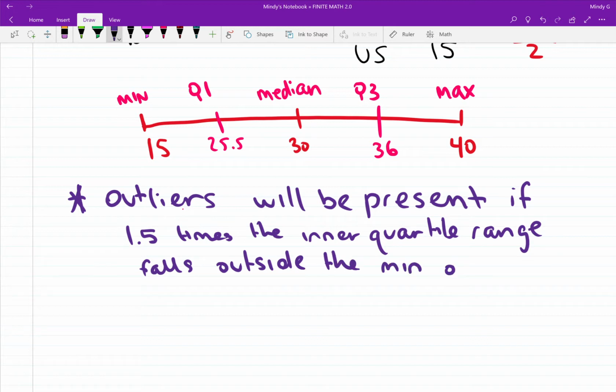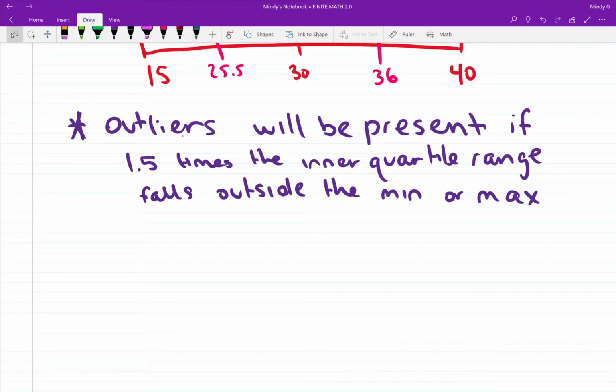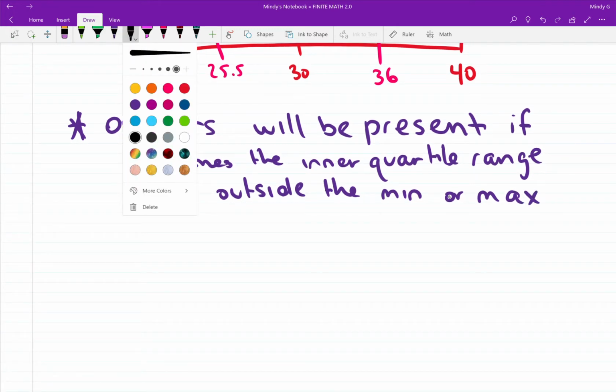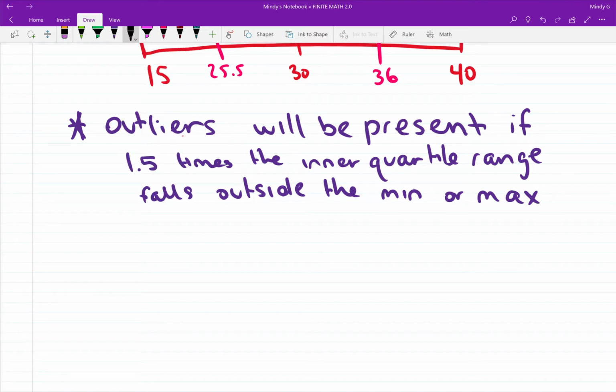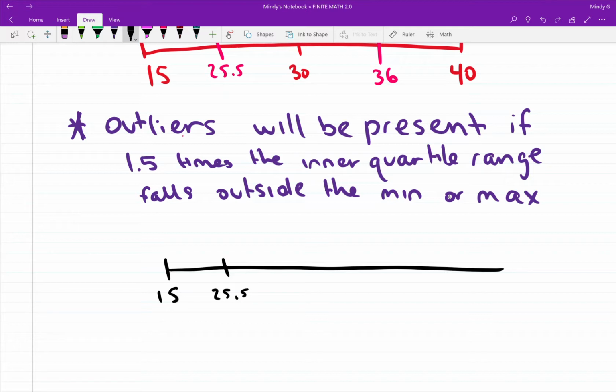Okay, so we're talking about outliers. There's one or two data values that screw up everything, right? They completely take your weight and shift it over. In the case of that 100, that one data value of 100 completely took my weight and shifted it dramatically to the 26.8. All right, so let's say that we have a 5-number summary that is 15, 25.5, 30, 36, and 40.